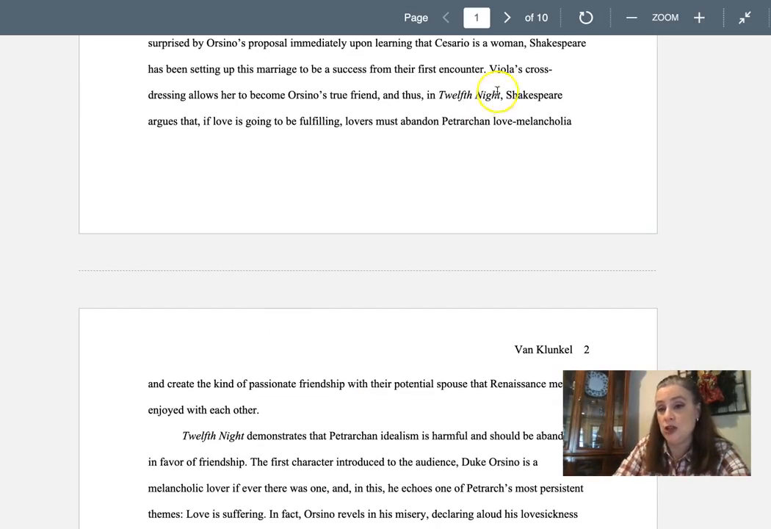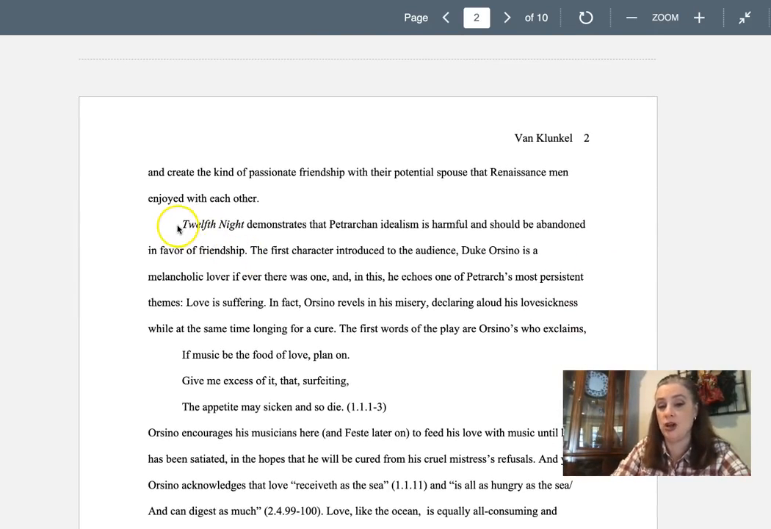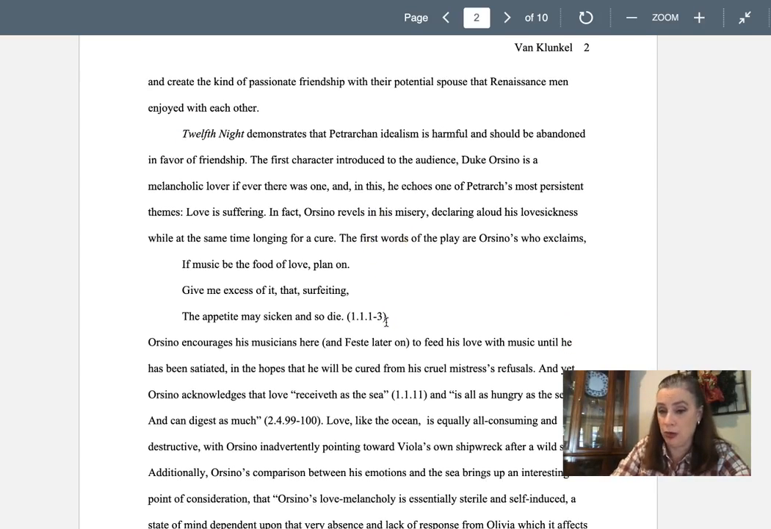Now, let's look at the things I need to prove here. I need to prove that Petrarchan love melancholia is not something Shakespeare is advocating for. Then I need to talk about passionate friendship with fellow men, and then I need to talk about how that translates into a spousal relationship. So you'll see that I have a topic sentence for this first body paragraph. Twelfth Night demonstrates that Petrarchan idealism is harmful and should be abandoned in favor of friendship. And then I start to prove my point.